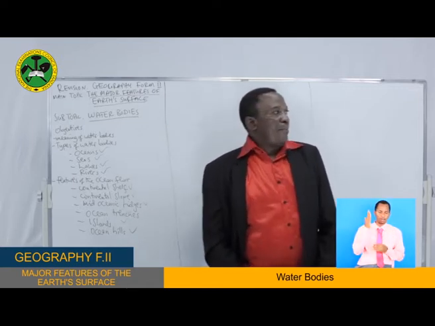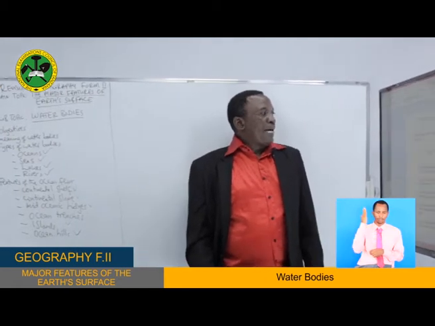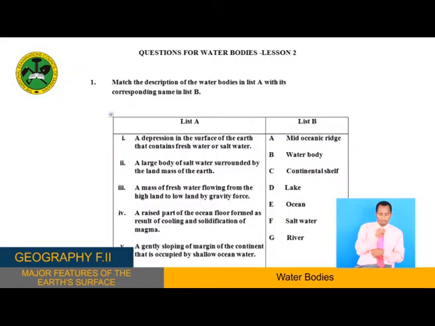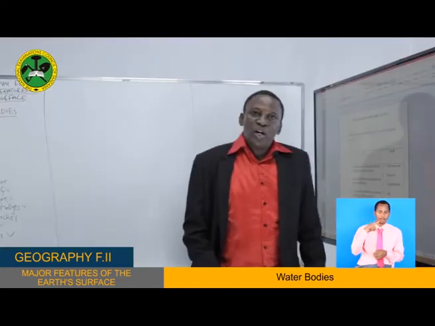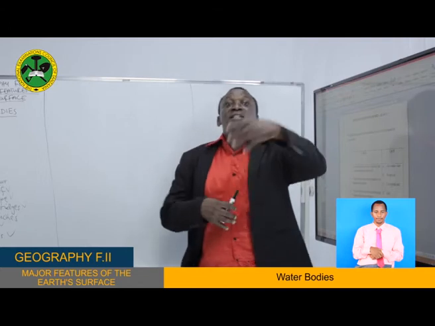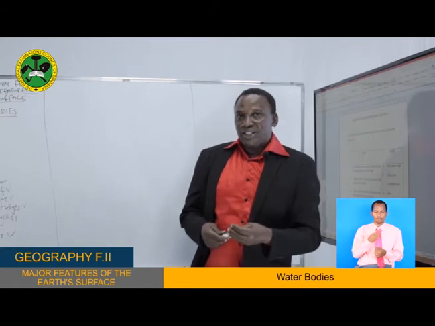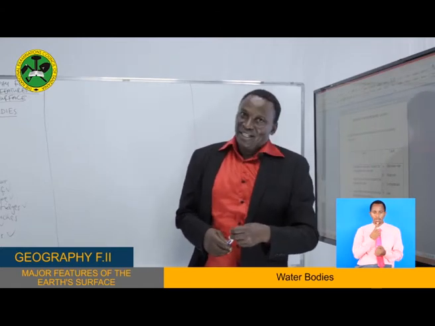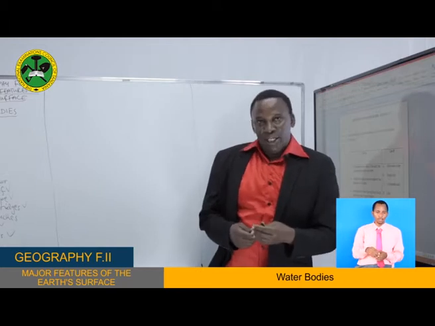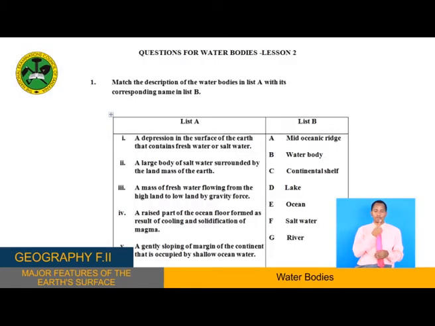Question number 1 is a matching item. Question number 1 states: match the description of the water bodies in list A with its corresponding name in list B. Dear student, we are in a position to answer this question because it is a revision. Okay? Now, can you answer the question? All right. To save time, let us answer it together. Now, what we do here, we have list A.